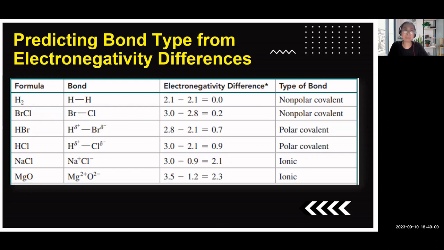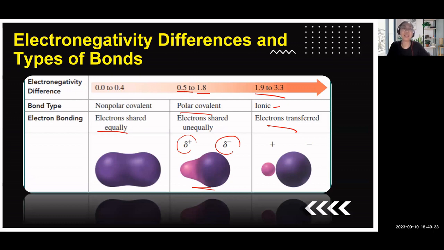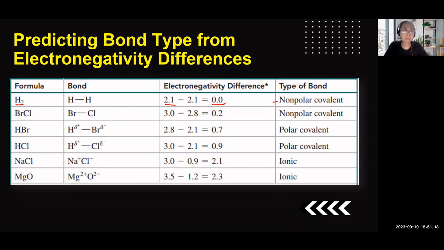Now let's have an example of how we predict the bond type from electronegativity differences. If we look at the formula H2, this is hydrogen gas. So what kind of bond exists there? The electronegativity value of hydrogen is 2.1. Since you have two atoms of hydrogen, that's 2.1 minus 2.1, and you get a value of 0 for the difference. Since this one is 0, the type of bond that you have is a non-polar covalent. So if we go back to what I have shown you earlier based on this table, you have non-polar covalent.